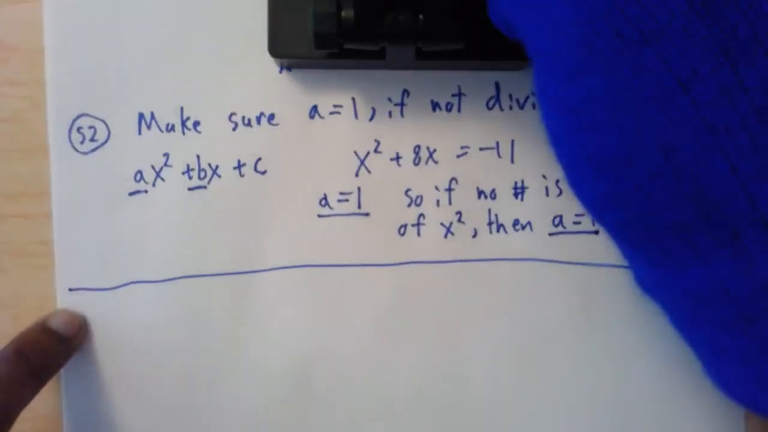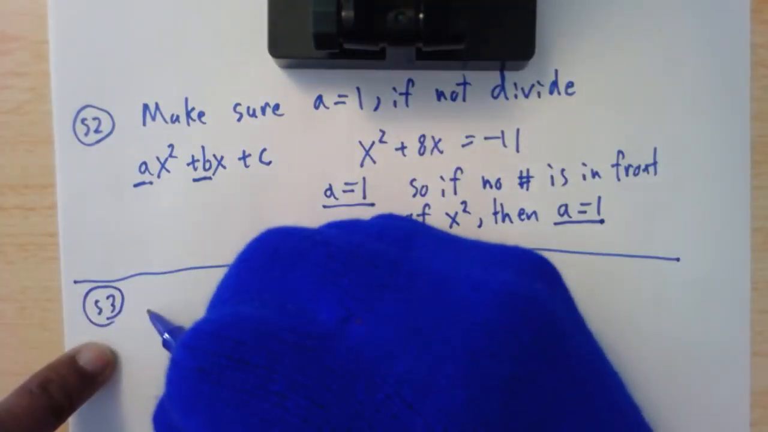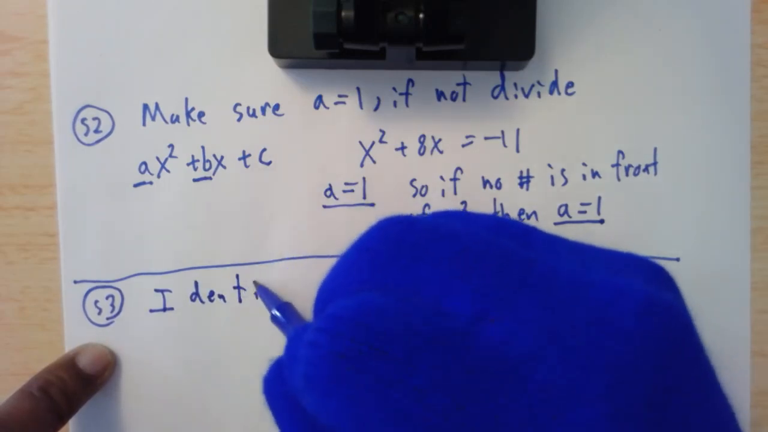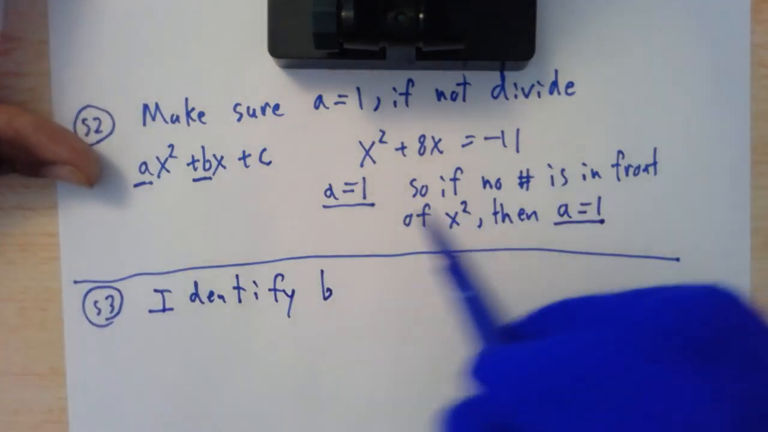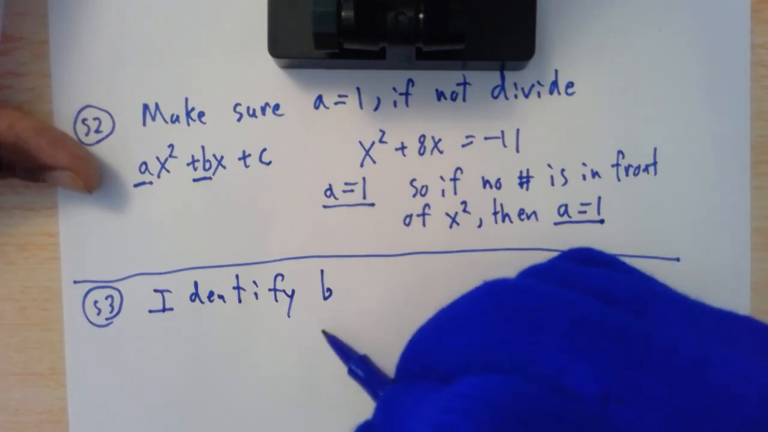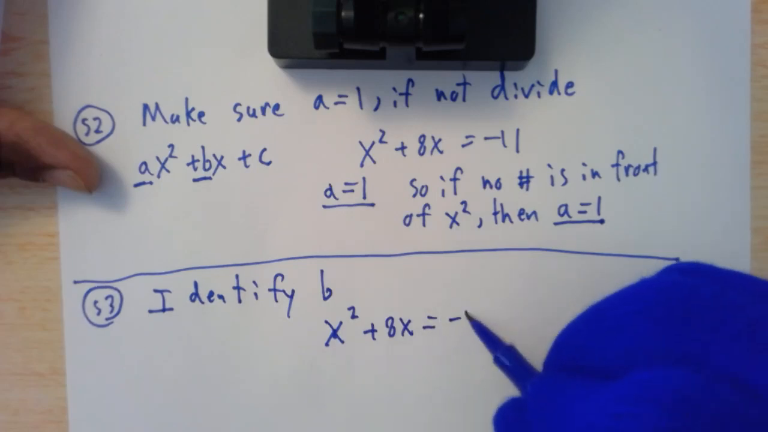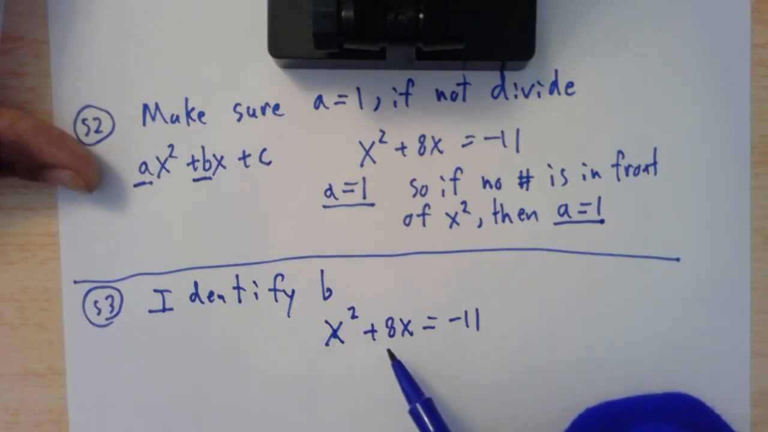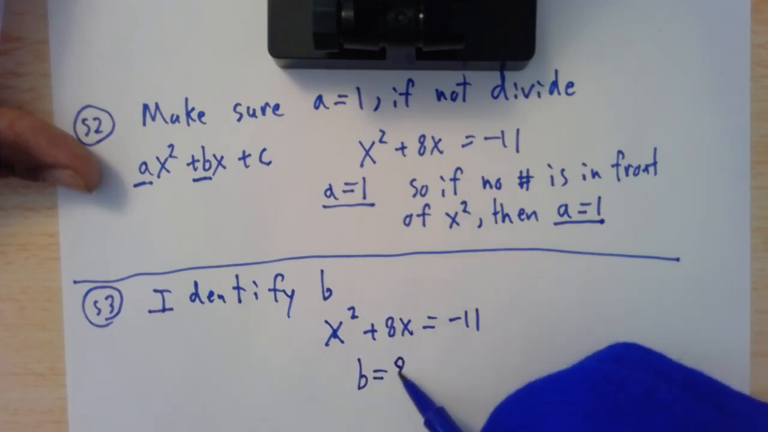So let's move down to step 3. Step 3 is, I'm just going to make it super simple. Identify b. So when I'm identifying b, I'm going to go right back to where I was. I got this x squared plus 8x equals to negative 11. A is always going to be the coefficient of the x squared term. B is actually going to be the coefficient of the x term. So in this case, b is going to be equal to just 8.